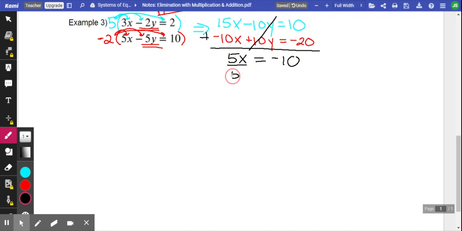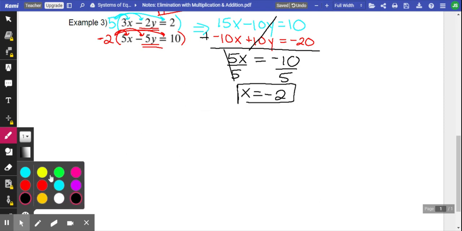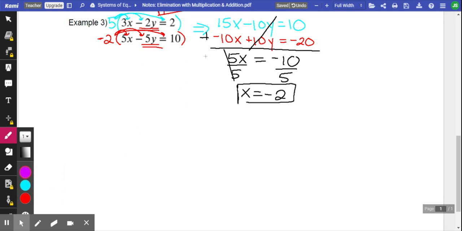Okay, and I'm going to go ahead and divide both sides by 5 to undo that multiplication. Negative 10 divided by 5 is negative 2. So after all of that hard part up front of multiplying every single part here, it becomes a very easy one-step equation to solve. The last part of this is we've still got to find our y. Okay, so I get to pick whichever one. I'm just going to pick the top one. That's usually the one I pick unless something is way easier.